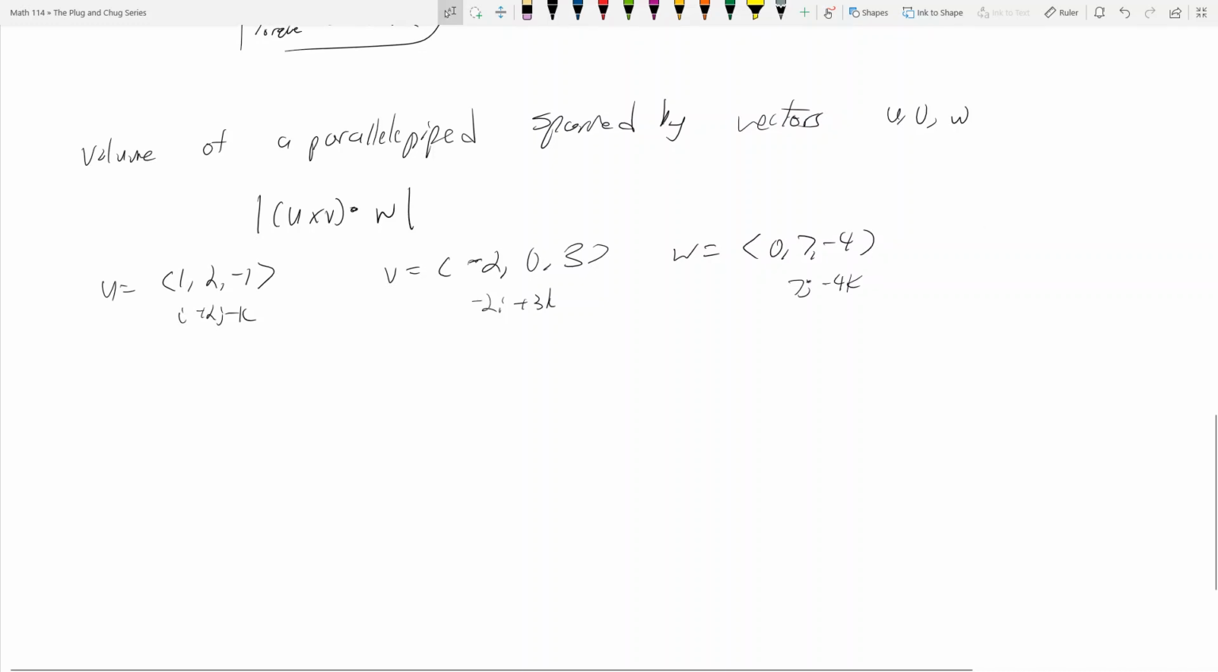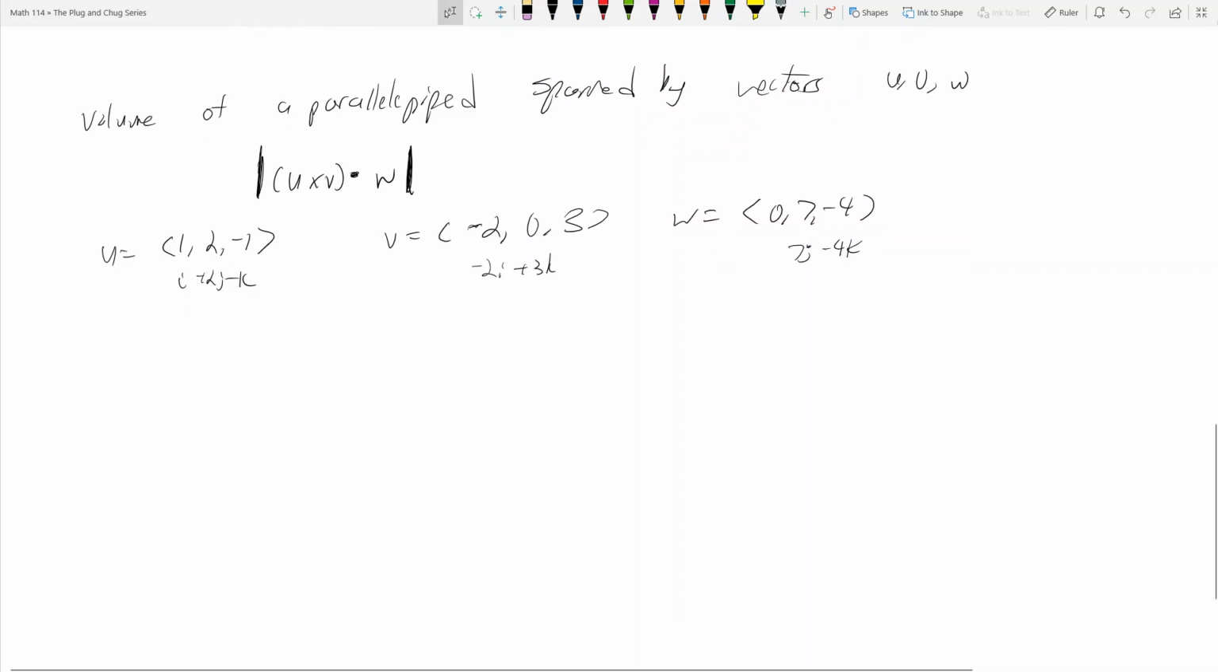All right, so it's the absolute value. These are the absolute value signs of u cross v dot w. Why is it absolute value? It's because when you have a dot product, you get a scalar, and when you see the straight lines around a scalar, then it has to be the absolute value. You can't take a determinant of a scalar. Well, I guess you can, but let's ignore that part for now.